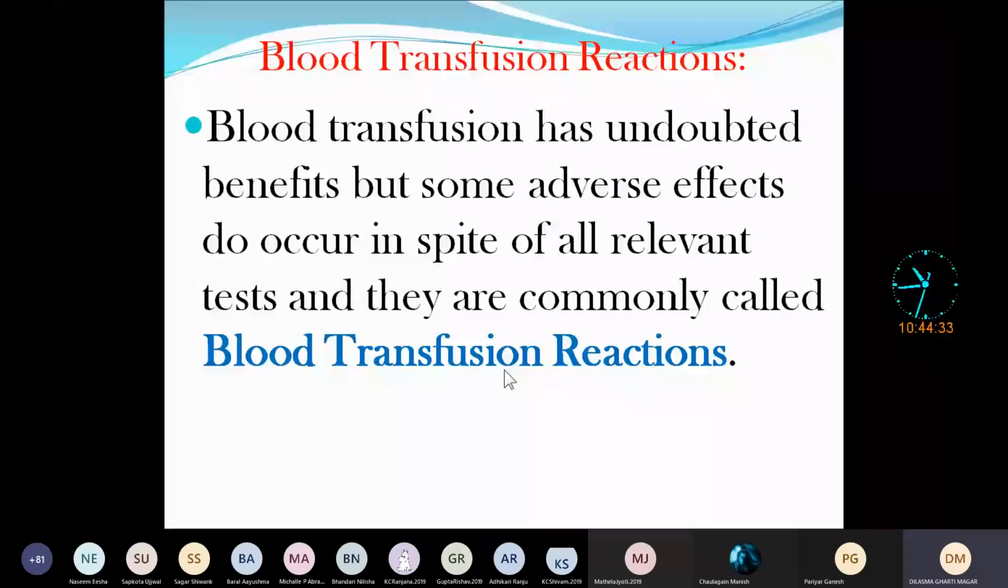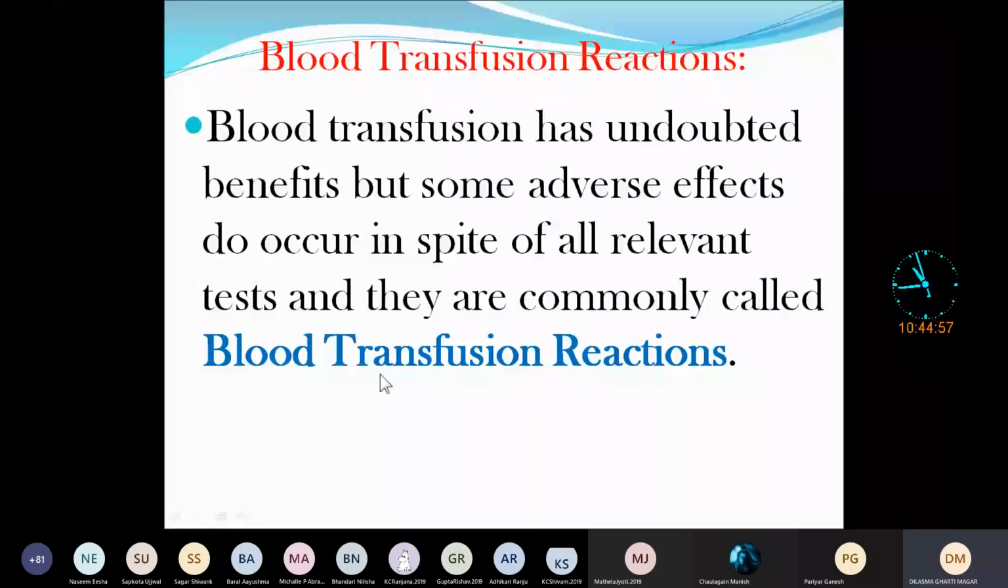So here, blood transfusion definitely has benefits, isn't it? But sometimes, as I told you, we take the donor's history, do the basic screening tests, and do the cross-matching, major and minor cross-matching. Still, sometimes blood transfusion reactions will occur, understood here?